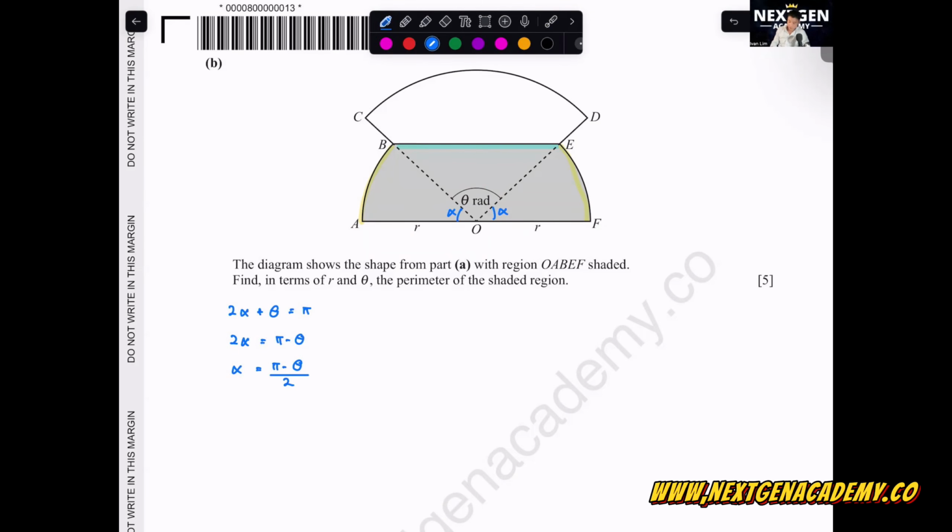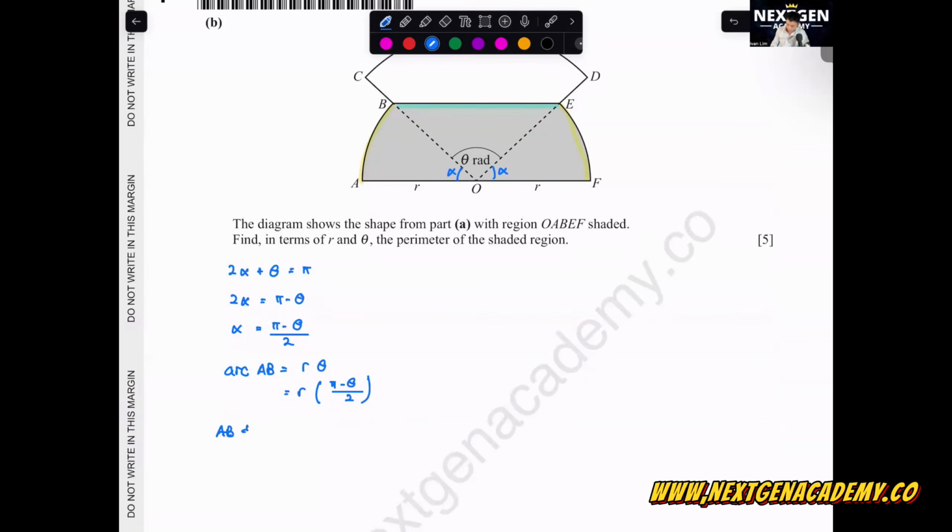Why do we need alpha? Because we want to find the arcs, arc AB and EF. Let's find arc AB first. Arc length s equals R theta. So the theta is alpha, pi minus theta over 2. For AB and EF, you're going to multiply this by 2. Pi minus theta over 2 times 2. So we just get R bracket pi minus theta. We've got this, we've got this.